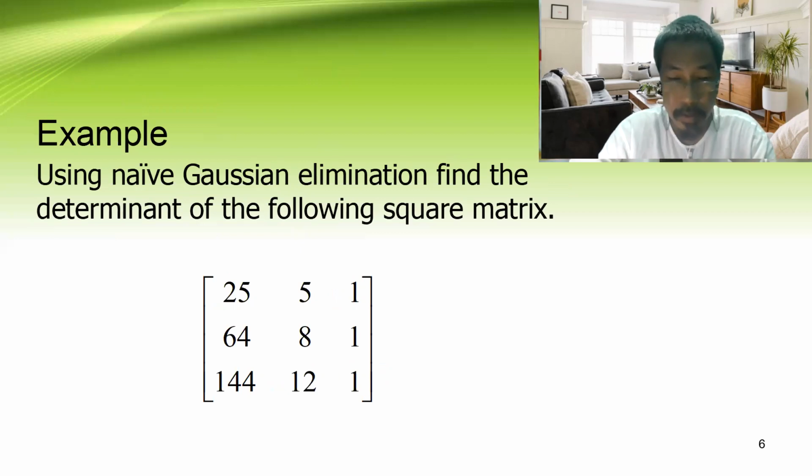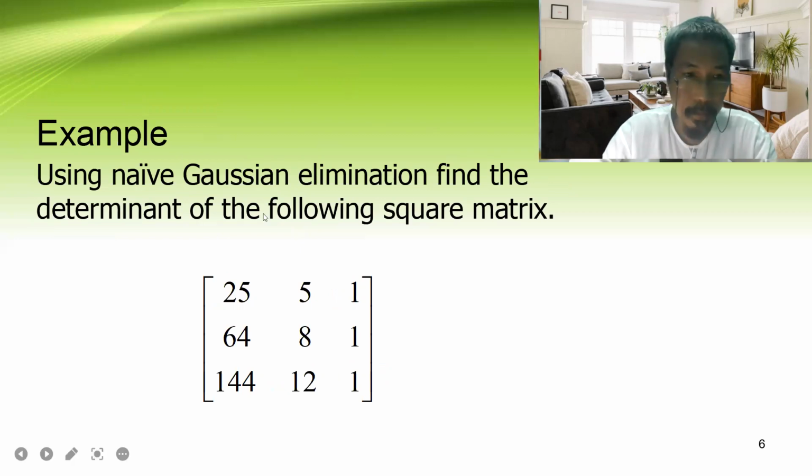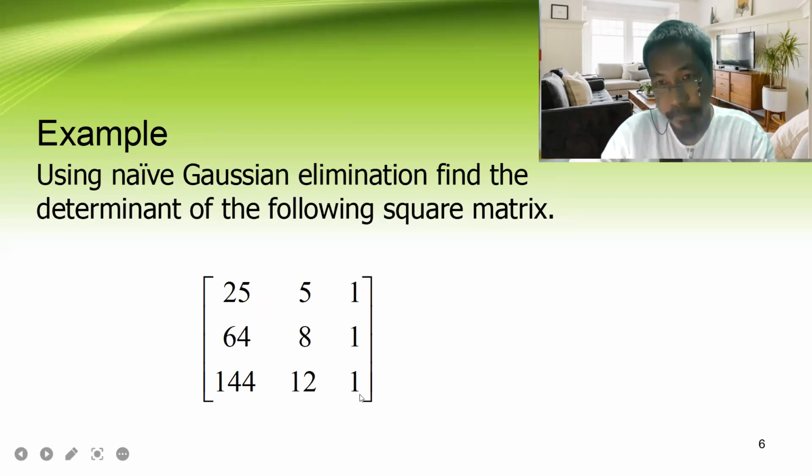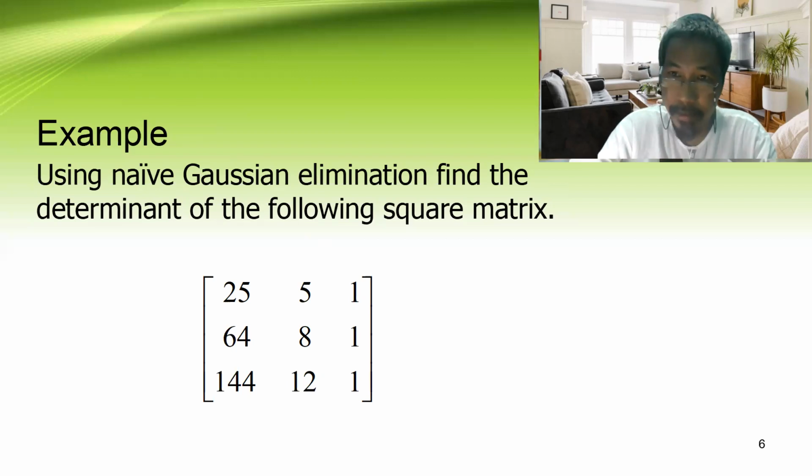That's our example 1. I think this is the third or fourth example. Using the Gaussian elimination, find the determinant of the following square matrix. It is more complex if we do it right now rather than after converting this into an upper triangular matrix. So matrix U is an upper triangular matrix.